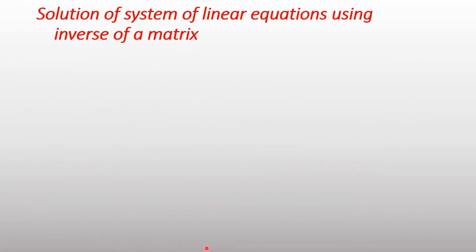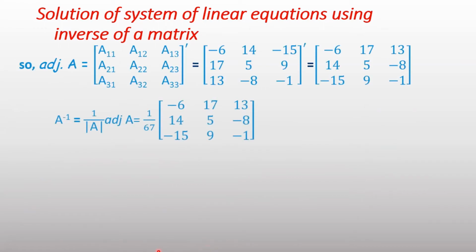Then next, find out adjoint of A. Adjoint of A means write down all cofactors as per their position and then take the transpose of it. All elements written, all values of all cofactors. Transpose means interchange row and column. First row written as first column, second row as second column, and third row as third column.